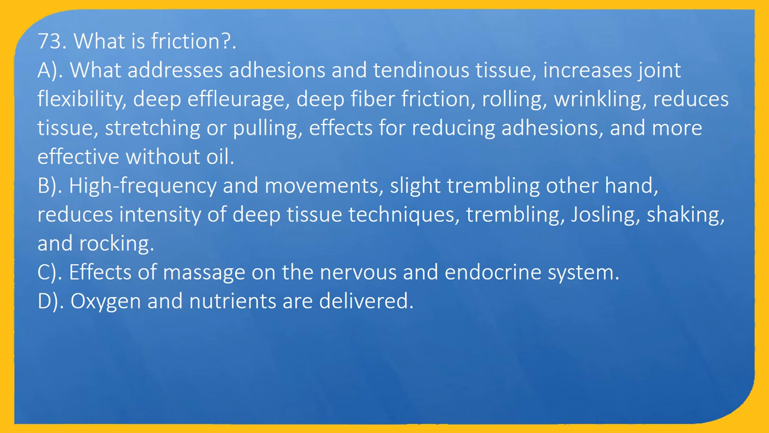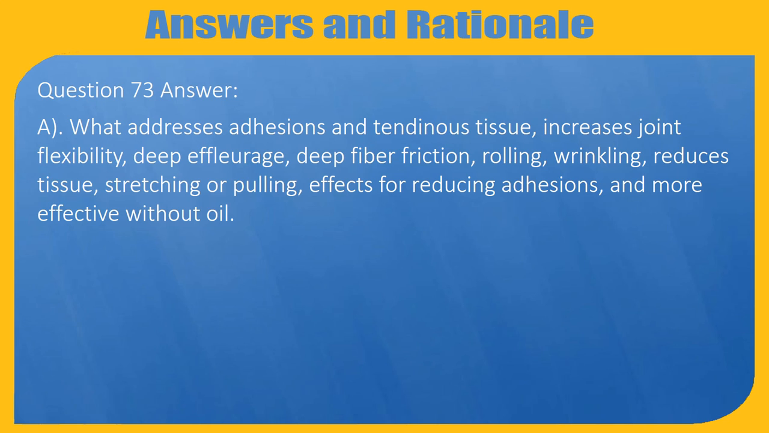Question 73. What is friction? A. What addresses adhesions and tendinous tissue, increases joint flexibility, deep effleurage, deep fiber friction, rolling, wrinkling, stretching or pulling, effective for reducing adhesions, and more effective without oil. B. High frequency movements, slight trembling, reduces intensity of deep tissue techniques, trembling, jostling, shaking, and rocking. C. Effects of massage on the nervous and endocrine system. D. Oxygen and nutrients are delivered. Answer: A.